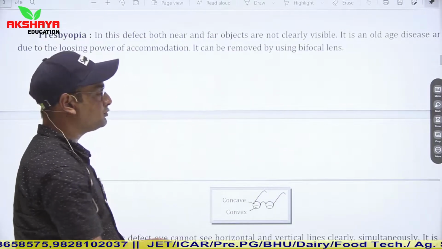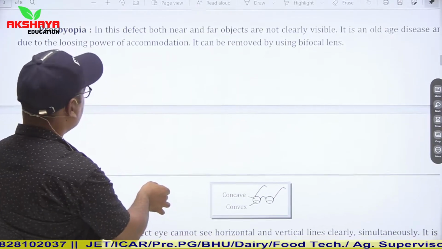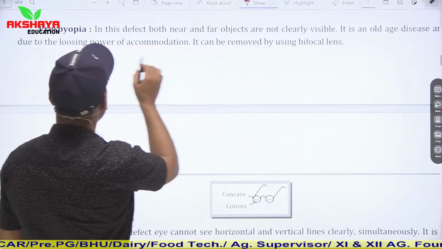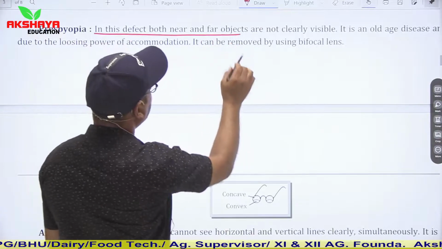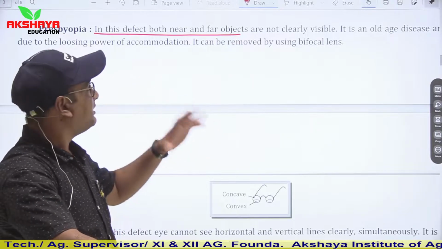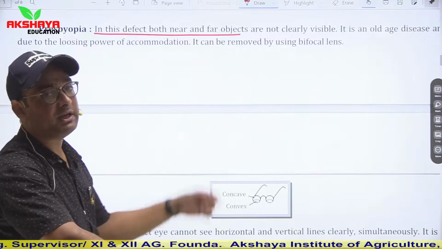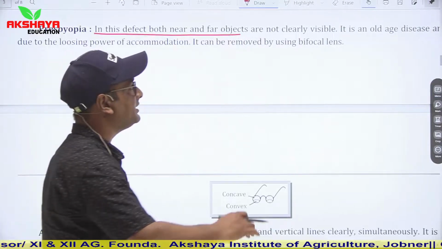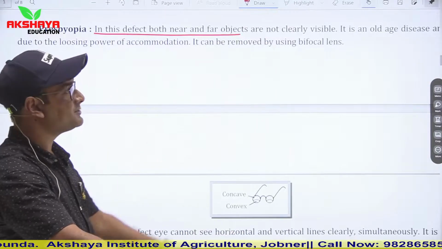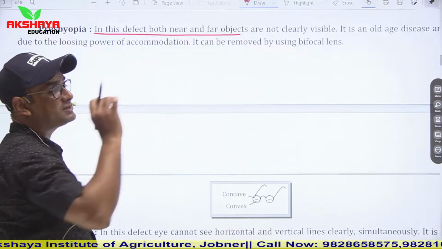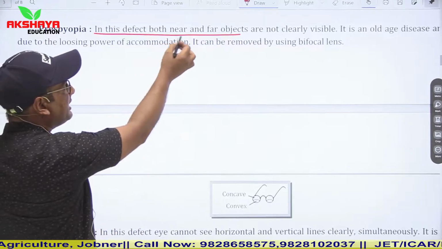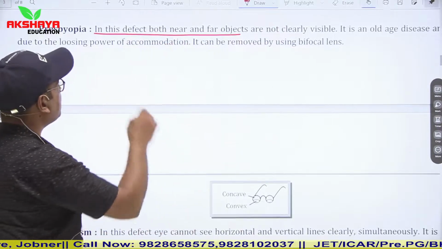Similarly, we will talk about two other types of eye defects. One is presbyopia and another one is astigmatism. In presbyopia, both near and far objects are not clearly visible. Any eye suffering from presbyopia cannot see near objects as well as far objects clearly. It is an old age disease, which occurs with age. As we get older, the ciliary muscles lose control of the eye lens. That's why near as well as far objects cannot be seen clearly.